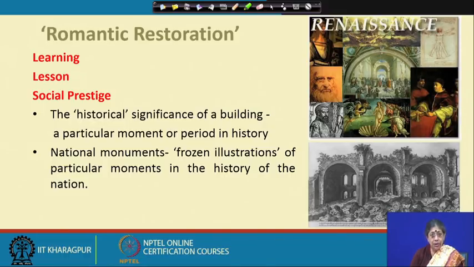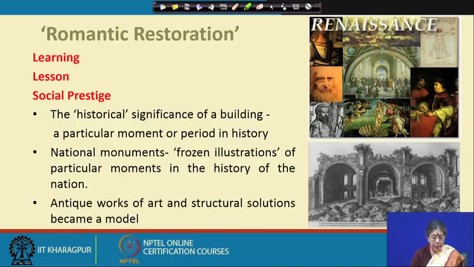And what happened is, because there was a renewed interest in the historic monuments, the antique works of art and structural solutions, they also became a model for what the architecture of tomorrow should be. So, that was the value of those structures.